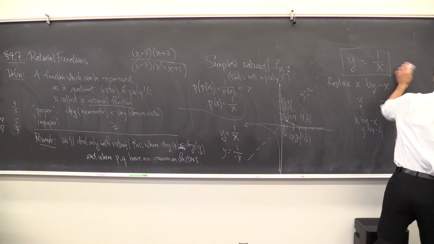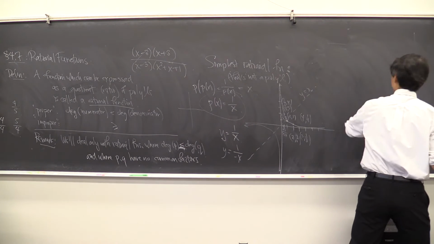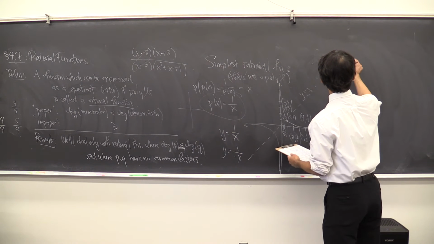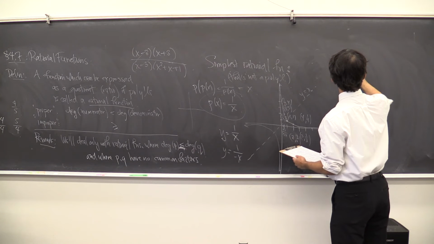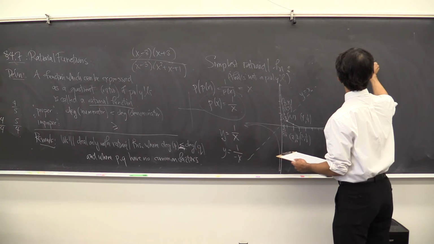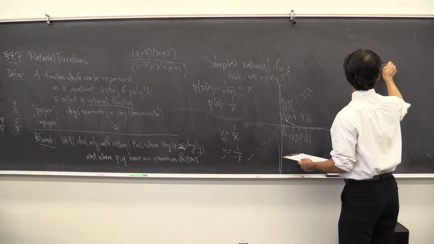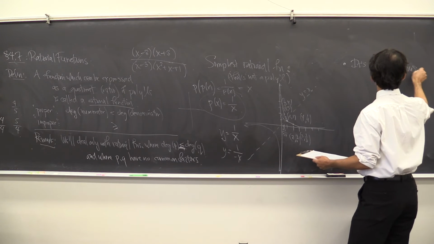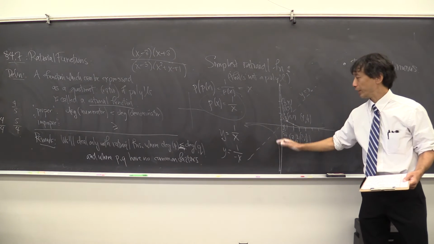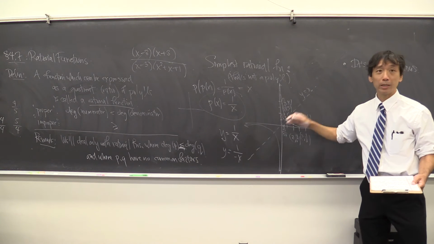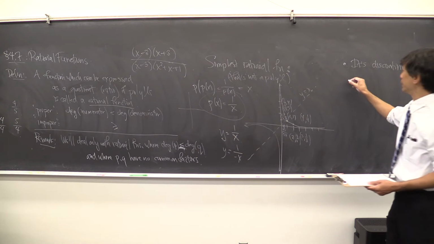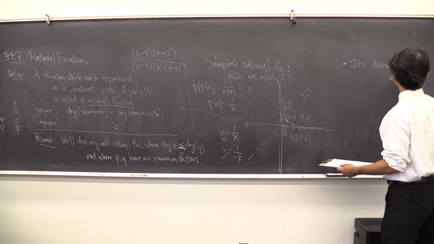Okay, so just understanding this one function, 1 over x. So other observations. One, it's discontinuous. Right? It actually has this break here, where it goes down this way. In fact, it doesn't even have a value at x equals 0. So it's discontinuous at x equals 0.